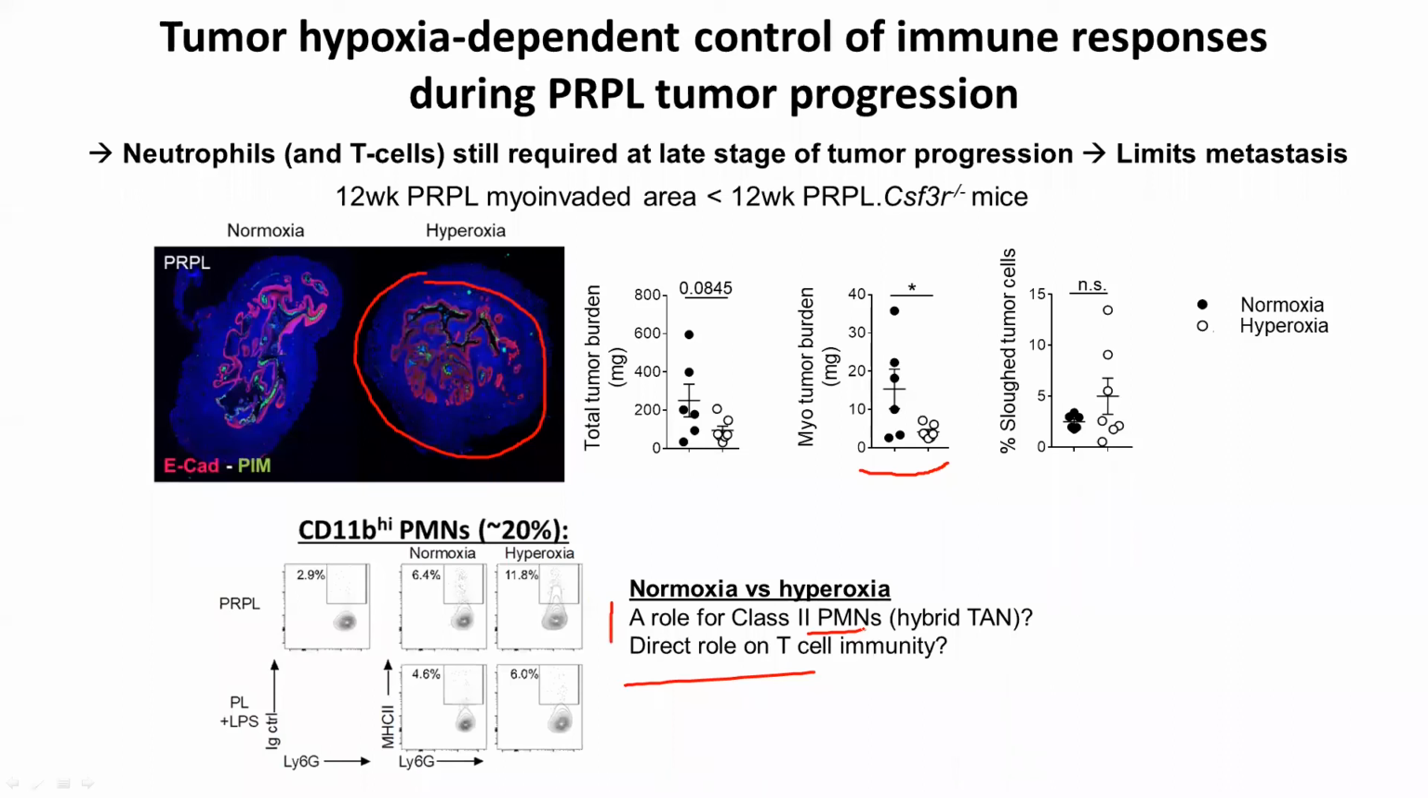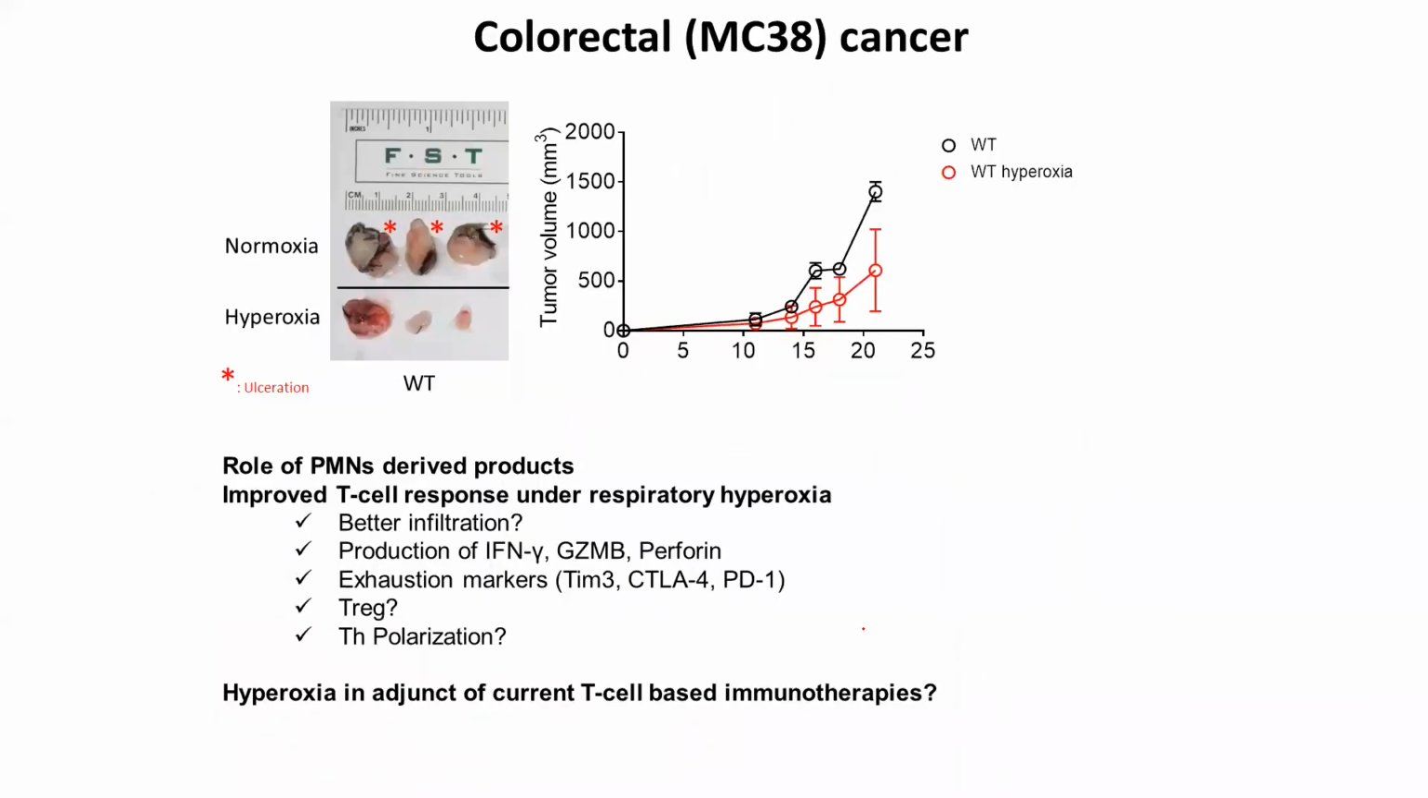And just a last example. I won't show you all the results here, but we found in colorectal cancer that the use of respiratory hyperoxia reduced the tumor volume by 70% on average. I won't show you this result here, but we have evidence that neutrophils are involved in this process, and we are trying to understand now the role of each derived product.